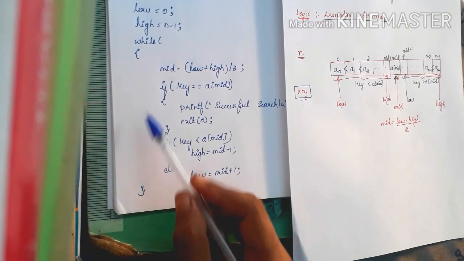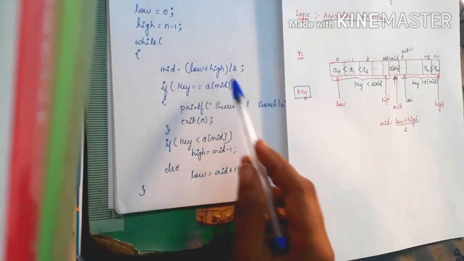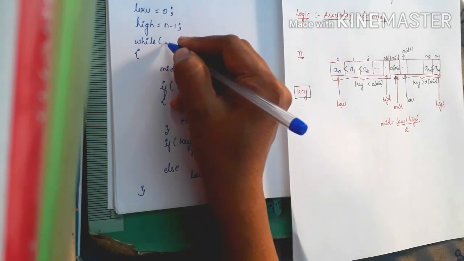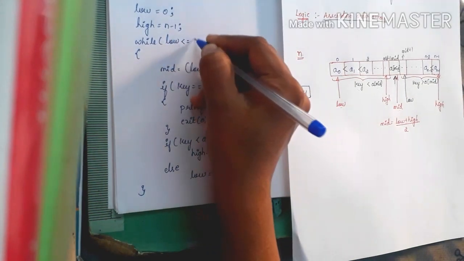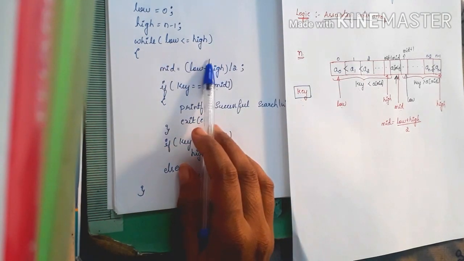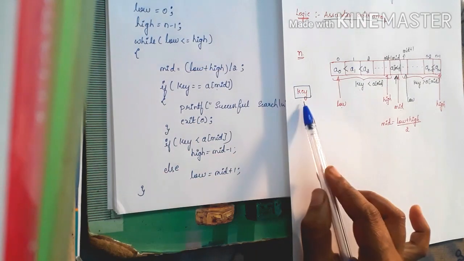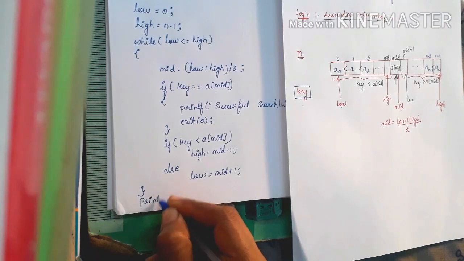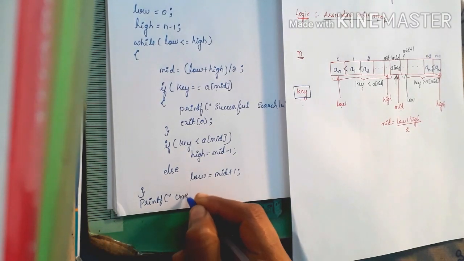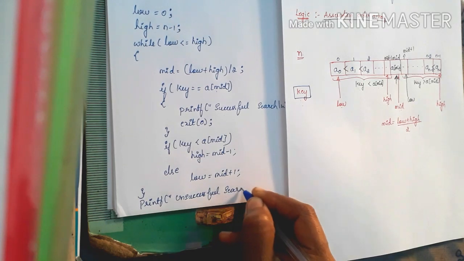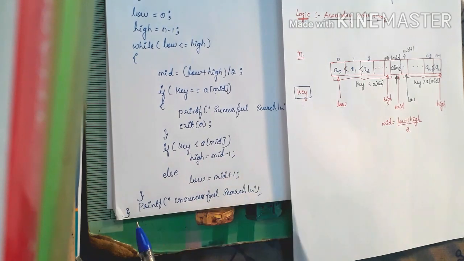So like this we need to apply this binary search technique repeatedly to the array elements until that low value is less than or equal to the high value. When that low value becomes greater than the high value, it means the given key element is not found in the array. In that case the program prints the message unsuccessful search. Then end of program, or end of main.